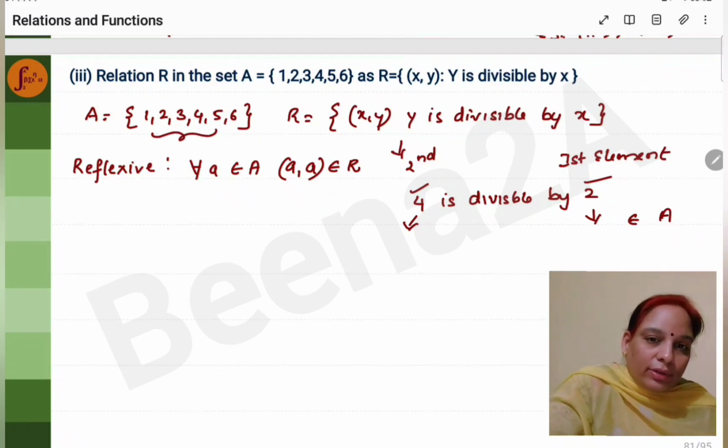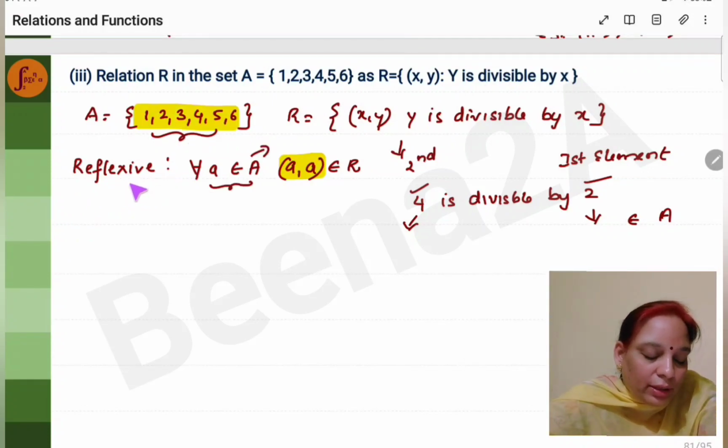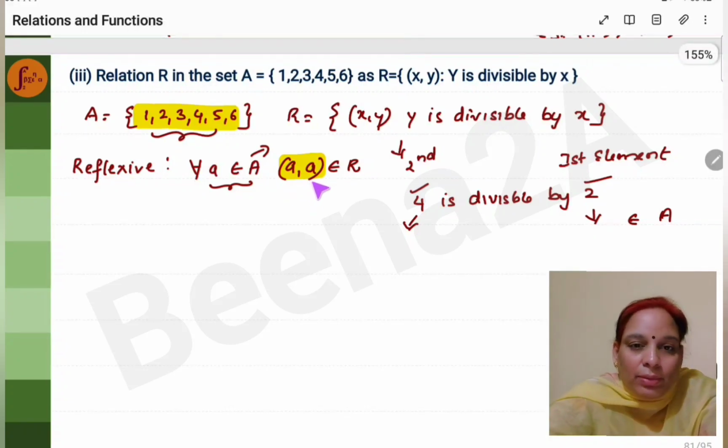Now let's first figure out if it's reflexive. So what does reflexive state? It states that for every element A belonging to A, every element in this set A should be divisible by A. That means here y is divisible by x. Y is second element, but in reflexive case, second element and first element should be same thing, right? So that means x and x. That means x is divisible by x, right? Or A is divisible by A.